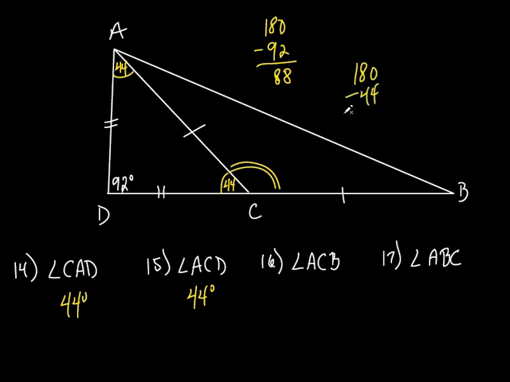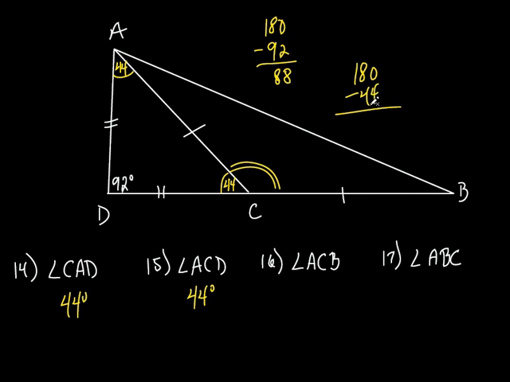Or you could do something else. You could do an addition problem, couldn't you? Come on, think about it. What would you add to get this? 44 and 92. That's it, 44 plus 92, because this is an exterior angle. These are the remote interior angles right here. So if you wanted to, you could have just added those two together, right? Whatever you would rather do.